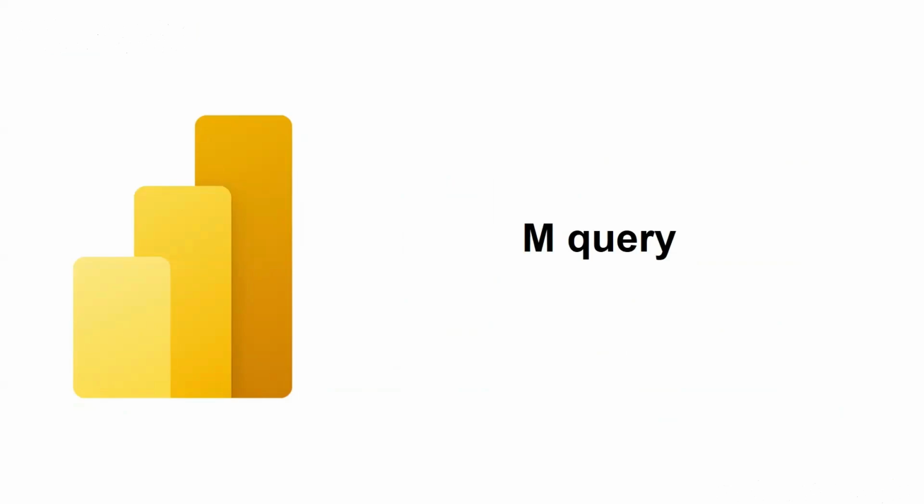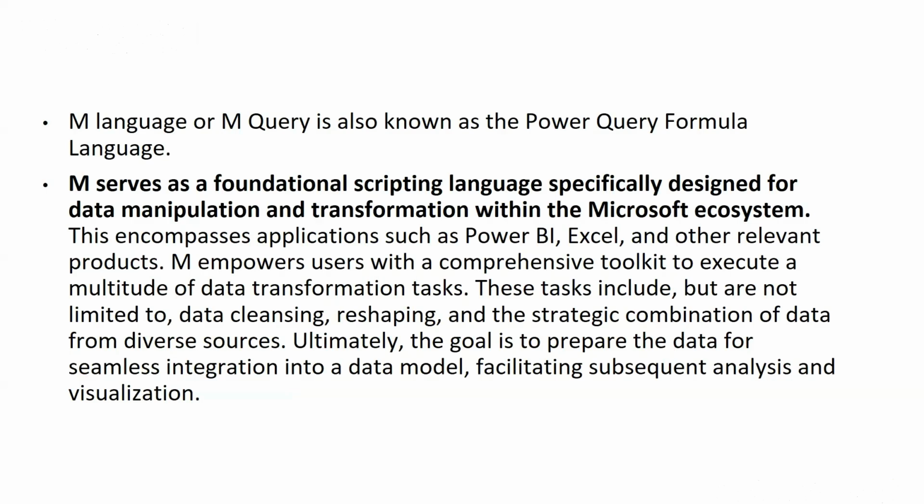M query, also known as the M language or Power Query Formula language, is the underlying scripting language used for data transformation and manipulation within Microsoft Power BI, Excel, and other Microsoft products. It provides users a powerful toolset to perform various data transformation tasks such as cleaning, reshaping, and combining data from multiple sources before loading it into a data model for analysis and visualization.